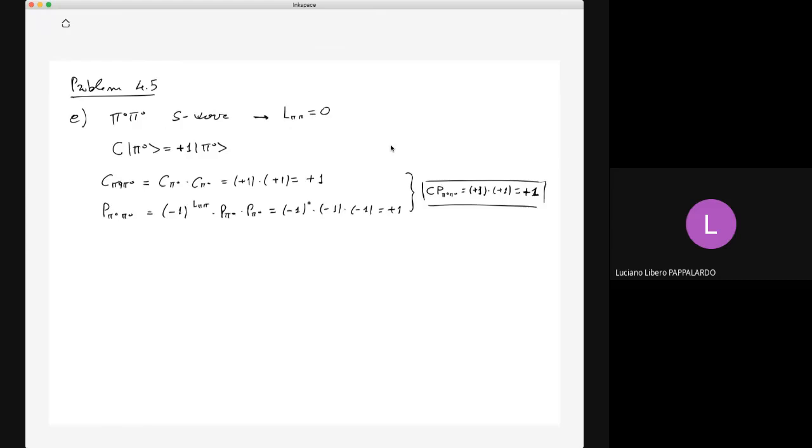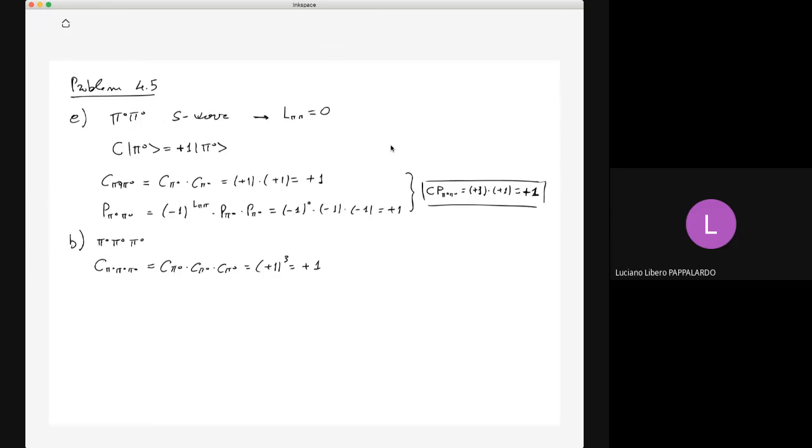Let's now consider the other case. In this case, we want to calculate CP for a system of three neutral pions, so pi 0, pi 0, pi 0. For the charge conjugation, nothing changes. We just have to multiply three times plus 1. So the charge conjugation of these three pion system is just the product of the three eigenvalues. This is plus 1 to the third, that is plus 1.